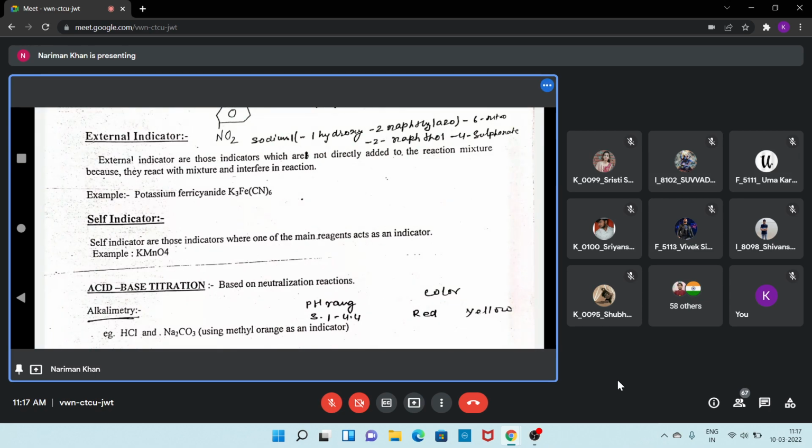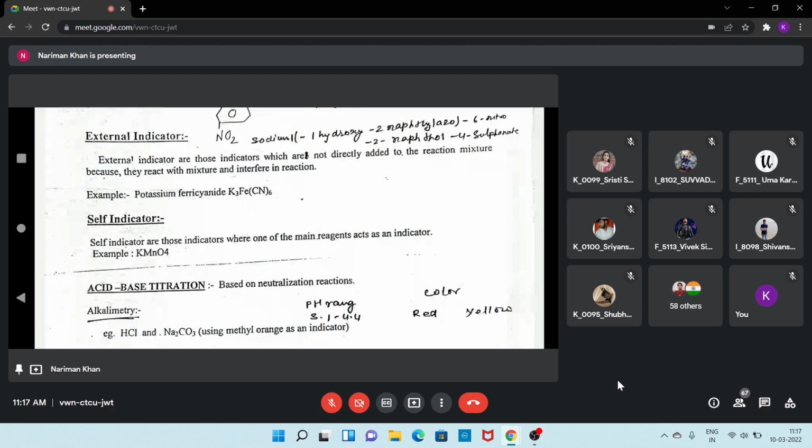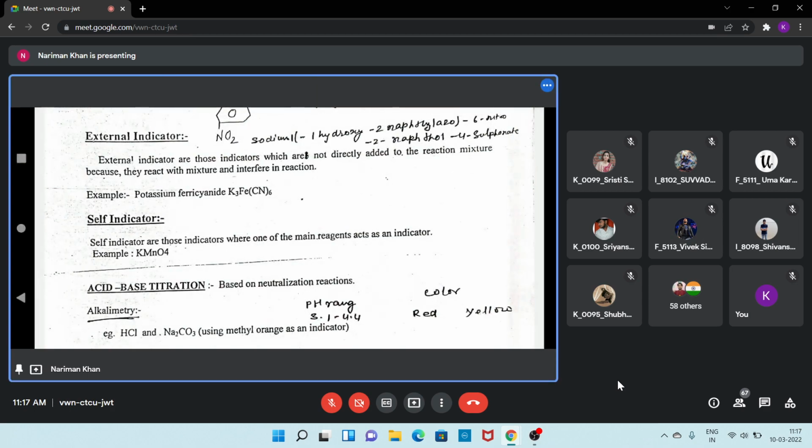Second thing is it introduces contamination into the reaction mixture. Thirdly, the reading which we obtain with external indicator will not be very accurate. Got it? Yes, ma'am. So the examples of external indicator are potassium ferrocyanide and potassium ferricyanide.